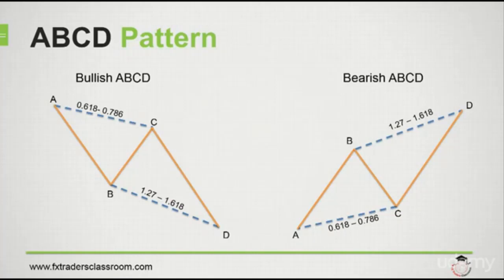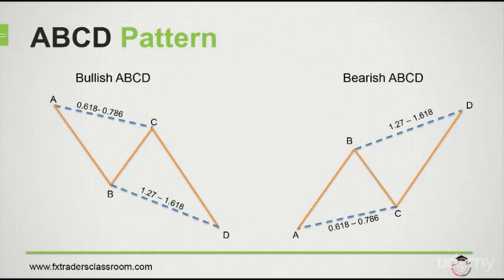Now that you're very aware of the basics of this, let's walk through it in layman's terms. So we will have an initial push down or push up. This is the A to B move. We will then have a retracement of this initial move, which takes us to C. We're looking for the 0.618 retracement or the 0.786 retracement.